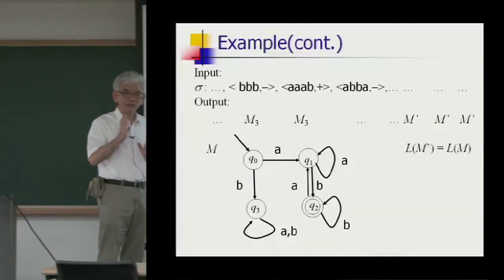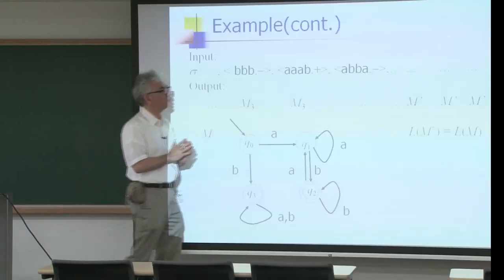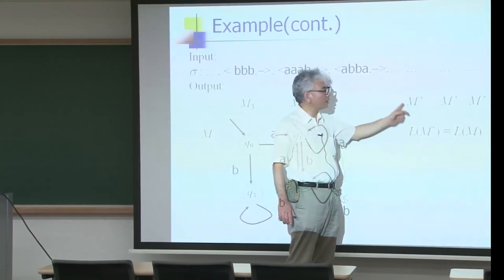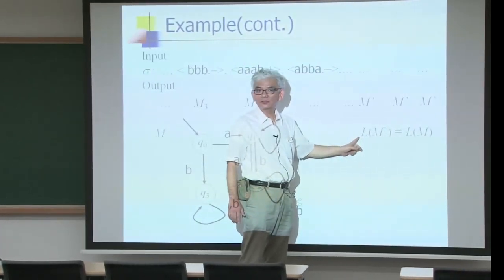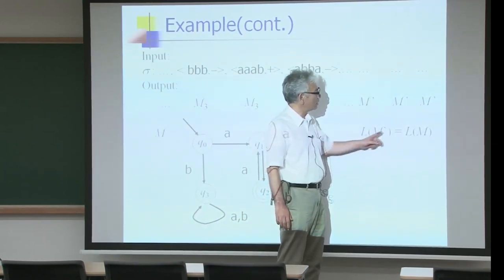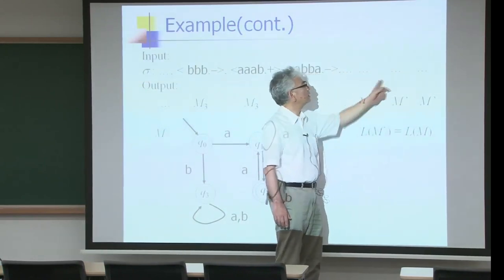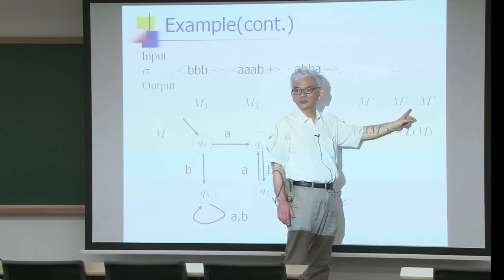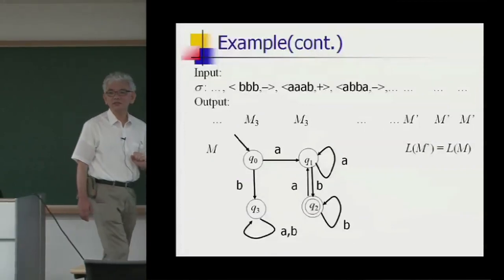And the identity in the limit, EX identifies, requires that at some point the learning algorithm outputs a correct one. Correct means that the language of the output is equivalent to the unknown automaton. And the learning algorithm never changes the conjecture forever afterwards. This is the definition of EX identifies.